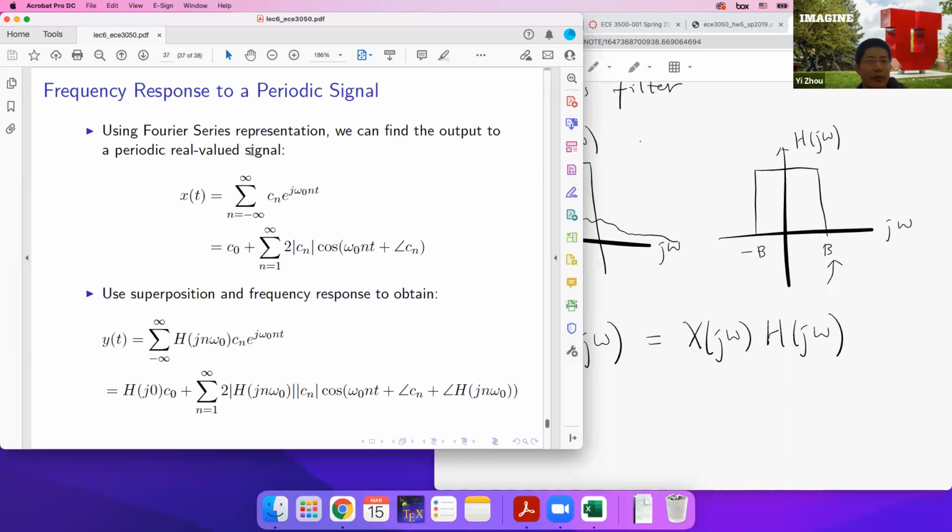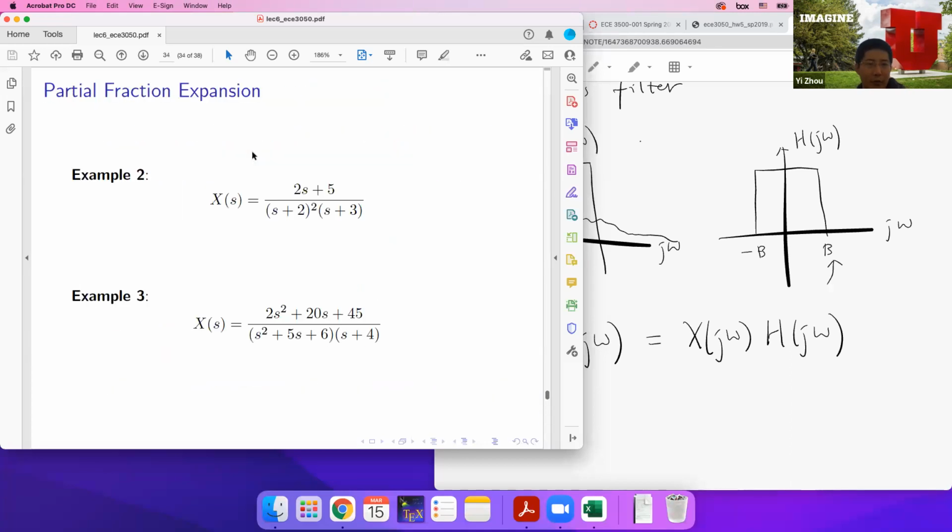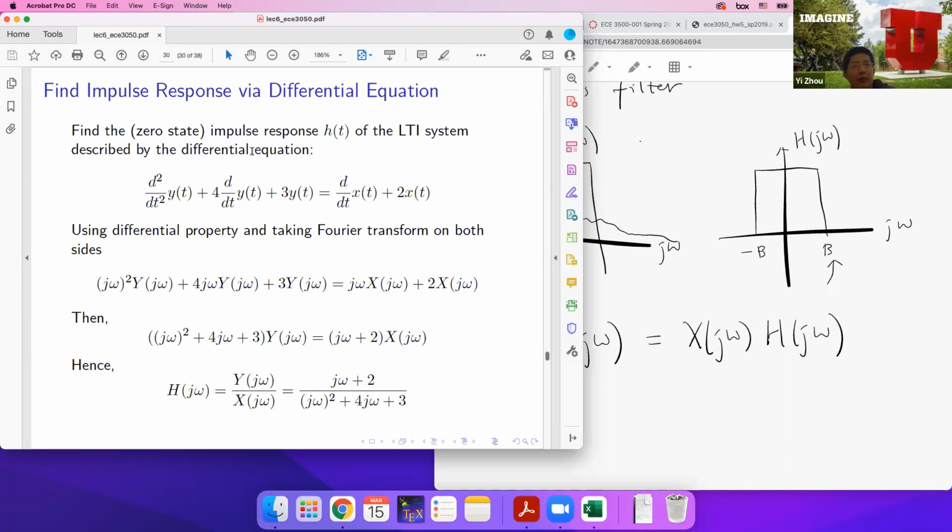Okay, so this is lecture 6. We talked about the continuous time Fourier transform and its applications to analyze LTI systems or partial differential equations.